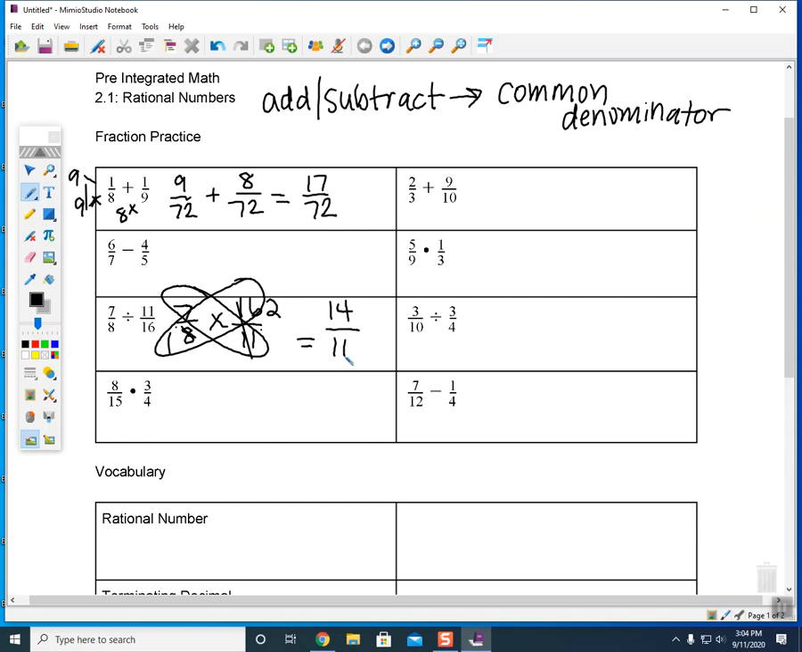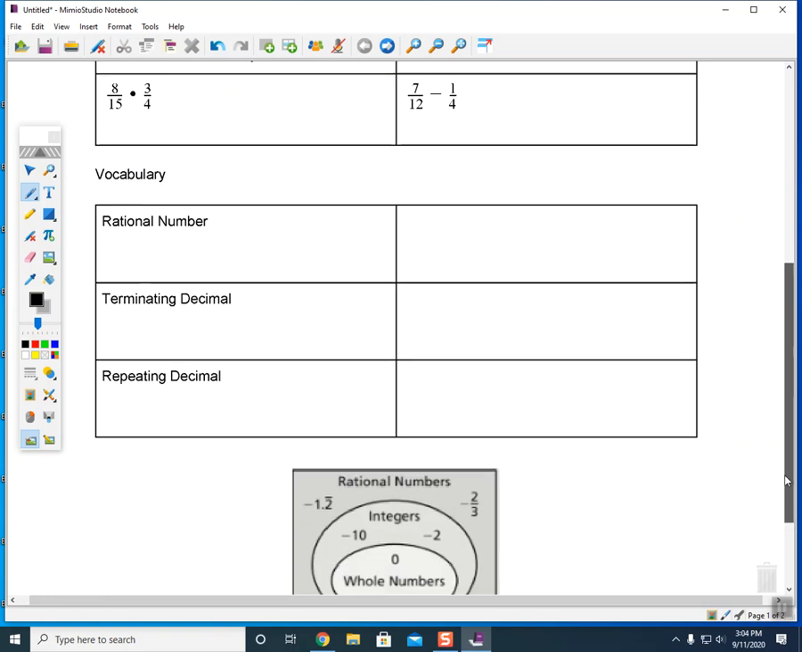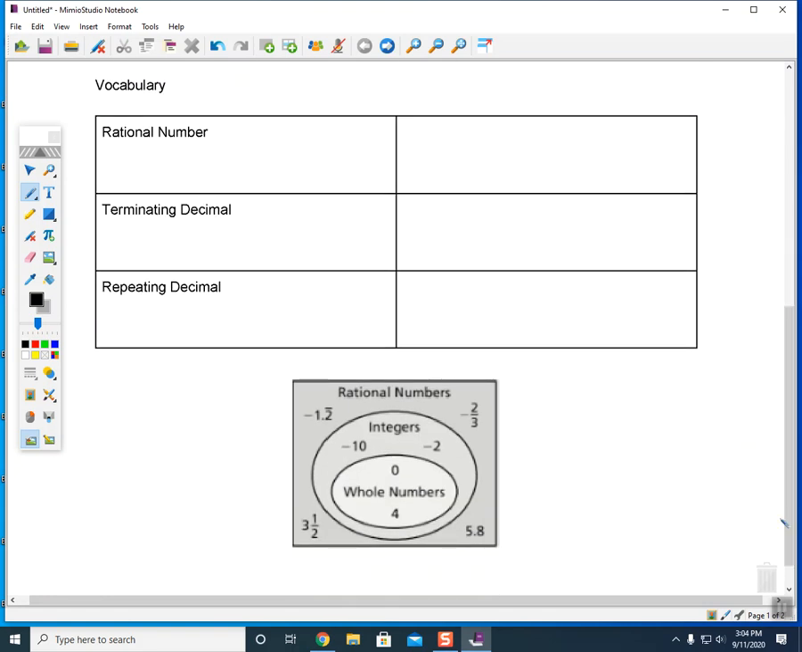I will let you do the rest on your own, so we're just going to go down here to some vocabulary. So, first one is a rational number. So, a rational number is a number that can be written as a fraction.